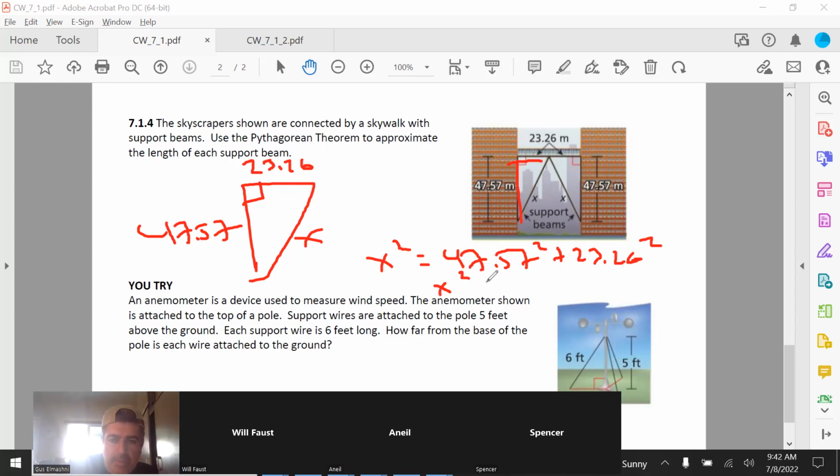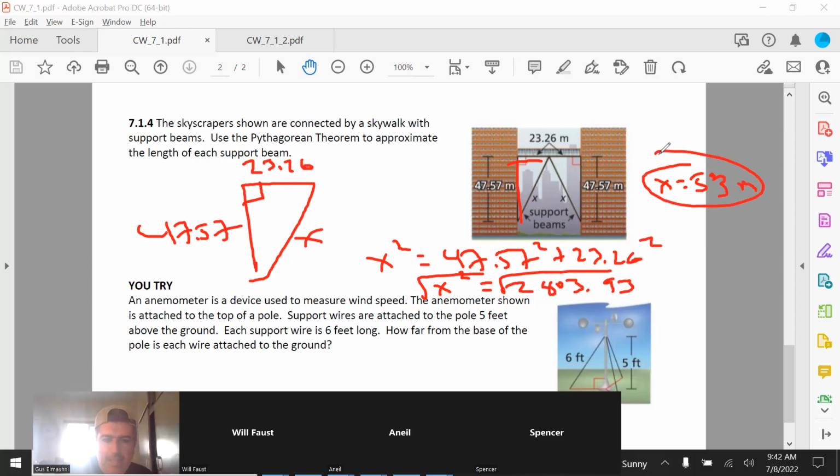Yeah, you get a really big number here. It's 2803.93. We square root. Should get 52.95, or we could say 53, because you round up, so 53 meters. Again, not the most exciting problems, they're pretty straightforward.